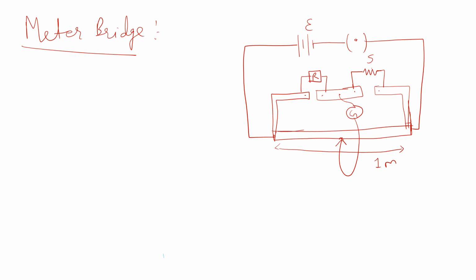This whole arrangement is on the wooden plate, and we are also given a meter scale, which is this one, and this meter scale just gives the value of the null point. Here let us say this is point P, and let us say this is point Q.